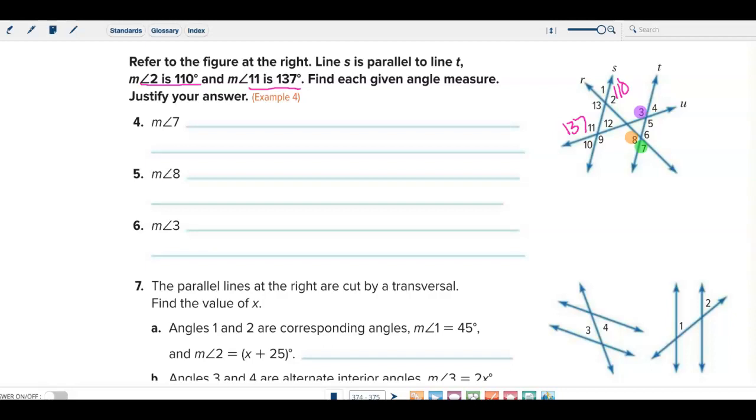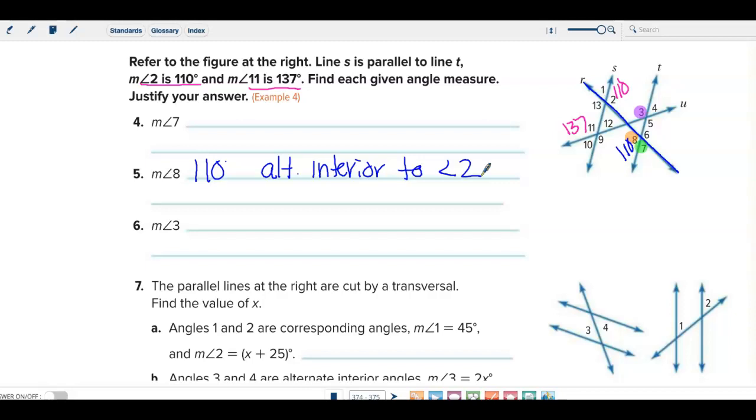Would 2 and 8 be alternate interior? Do we agree? So here's my transversal line. Are they both on the inside? And are they on opposite sides? Okay, so 2 and 8 are alternate interior, which means they are the same. So 8 is also 110. So I would write over here 110 degrees, and then I would say alternate interior to angle 2. That's how you justify your answer.